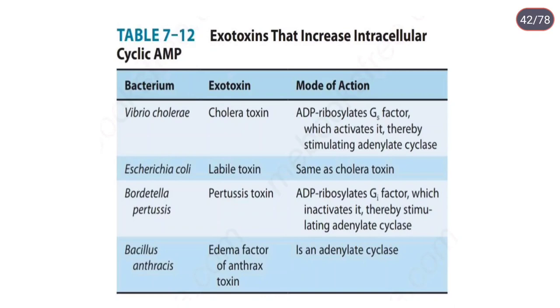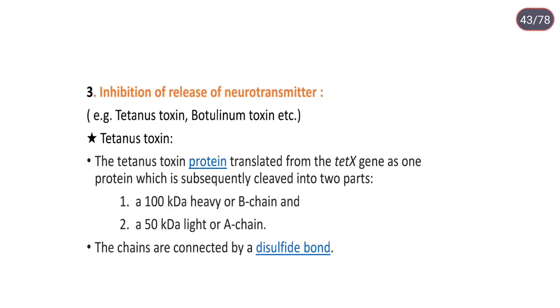Now these are some examples which cause intracellular cyclic AMP to rise or act by the second messenger pathway system, like Vibrio cholerae, Escherichia coli, Bordetella pertussis, Bacillus anthracis. As I have already discussed it, I'm not going to this slide. Let's skip it.